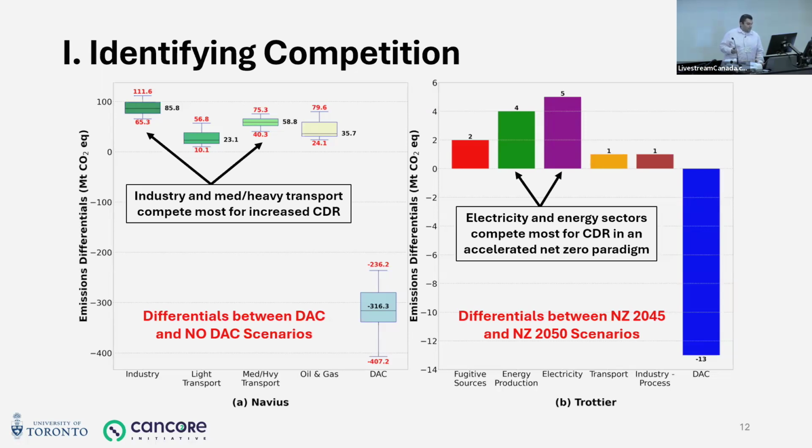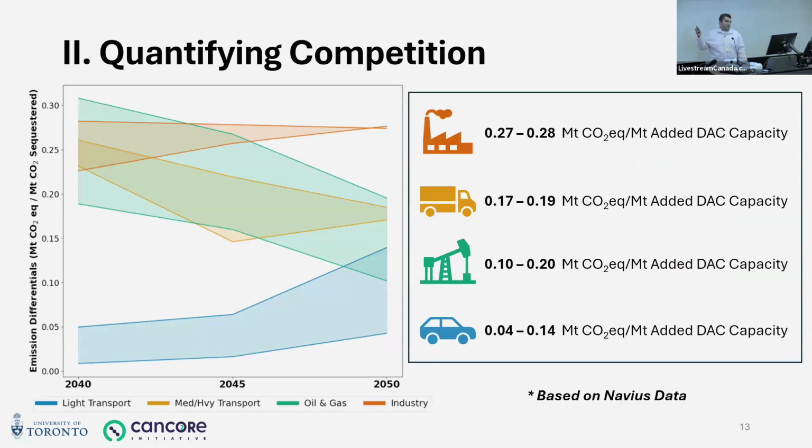In this case, the results indicate that the energy production and electricity sectors compete most for CDR, likely because of the more stringent requirements of an accelerated energy transition, and the paramount role, of course, of energy in economy-wide decarbonization. These differentials form the foundation for quantifying sectoral competition in this step right here.